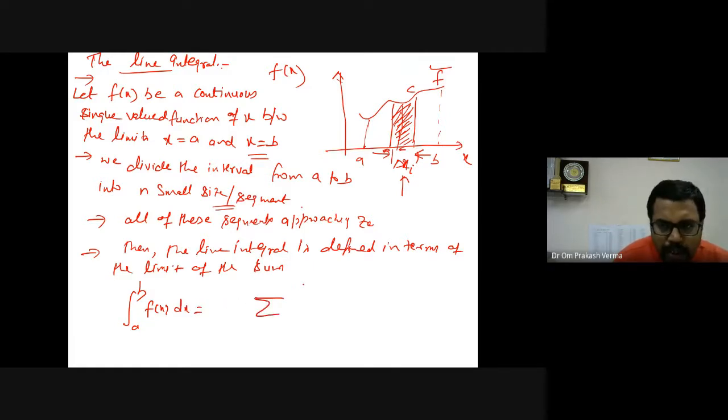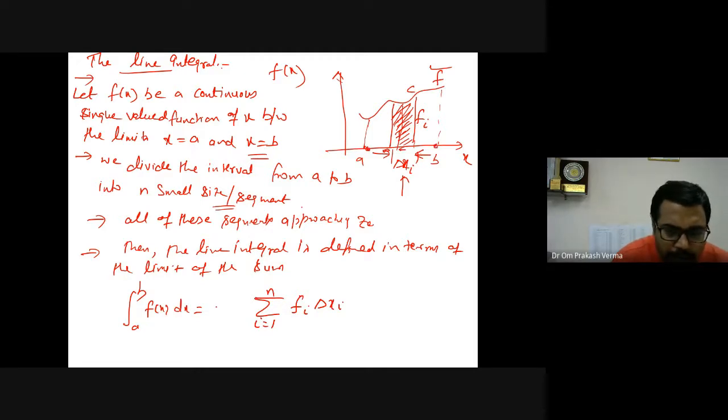Kiska sum karna hai ji? Kiska sum karna hai hame? Delta fi ka. Okay, what is the delta fi? This is, let's say, the ith sector. So this fi is multiplied with the delta xi, from i equal to 1 to n.